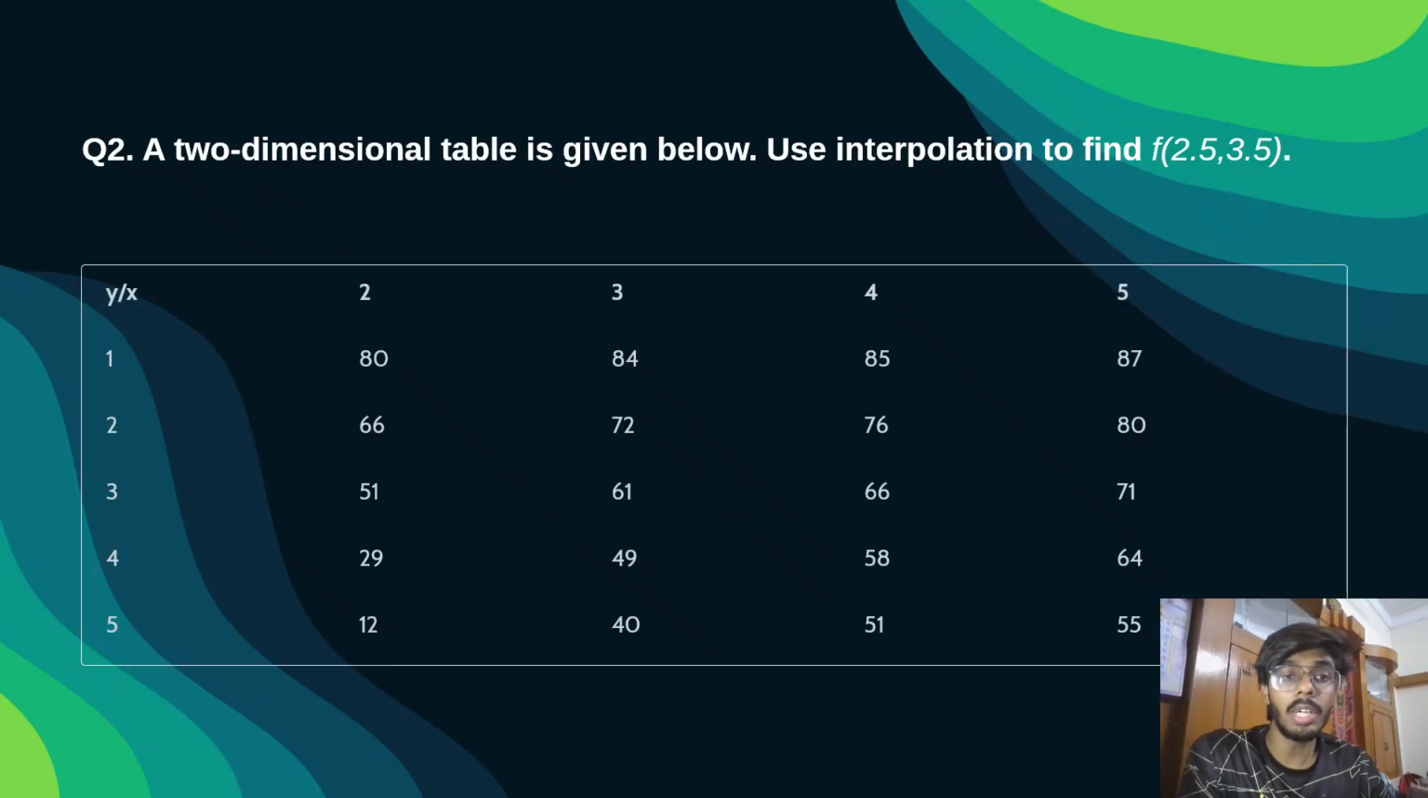For the second question, we have a two-dimensional table given below. Using interpolation, find f of 2.5 and f of 3.5. We have this given table. With the help of this table, we need to obtain the value at 2.5 and 3.5.